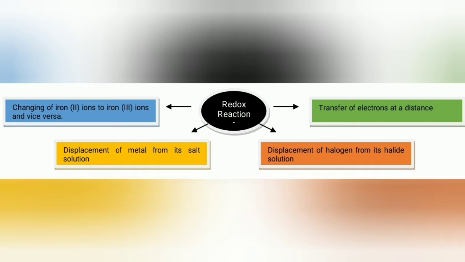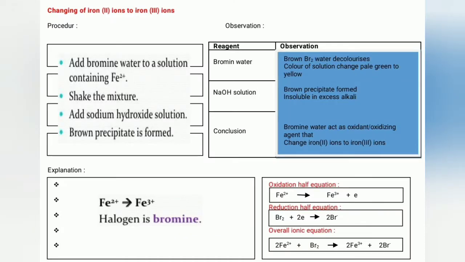Number 2, displacement of metal from its salt solution. Number 3, displacement of halogen from its halide solution. And number 4, transfer of electrons at a distance. Changing of iron(II) ions to iron(III) ions and vice versa.